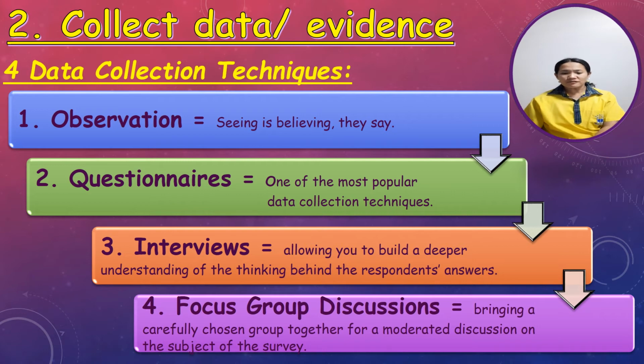Then number 4, focus group discussion, bringing a carefully chosen group together for a moderate discussion on the subject of the survey. Now, if you have different groups about your research, then you will have the tendency to get different information from different people. And then this different information that you get, you can narrow it down to the important ones so you can include this information in the research that you're going to present later on.